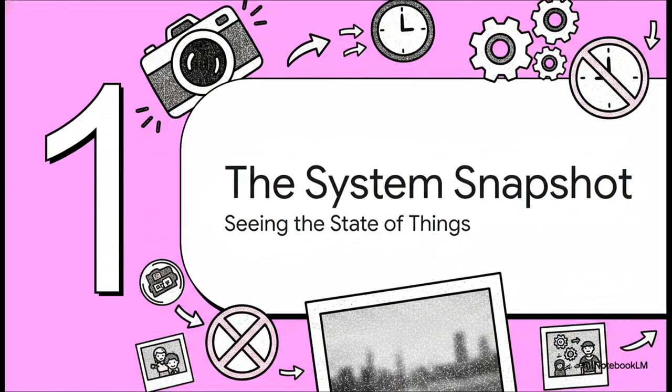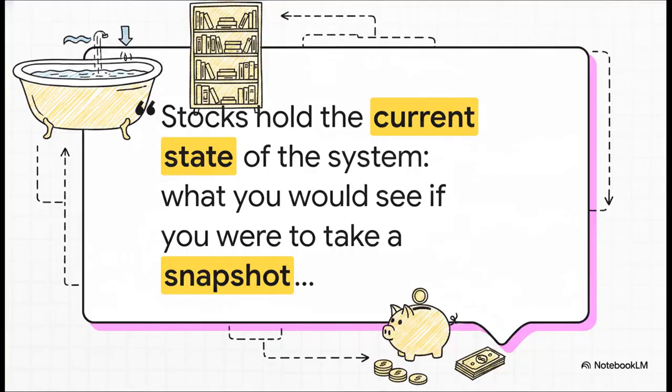All right, so to really get into this, we first need a way to see what a system looks like at any given moment. And the best way to wrap your head around this concept is to think of it like taking a photograph, just a snapshot that freezes everything right where it is. And this quote here, it really nails it. Stocks are what you'd see in that snapshot. It's any accumulation you can count or measure at one specific point in time.